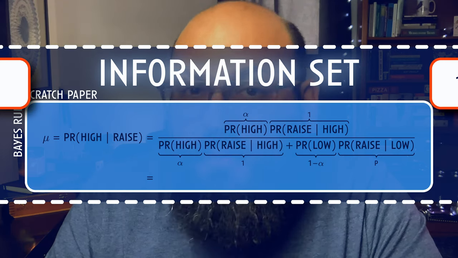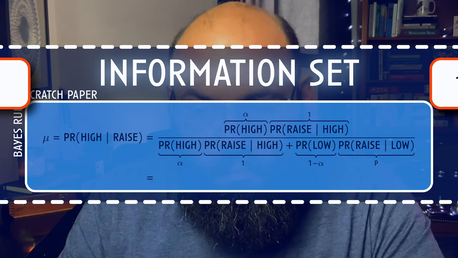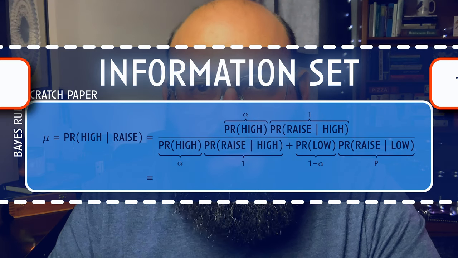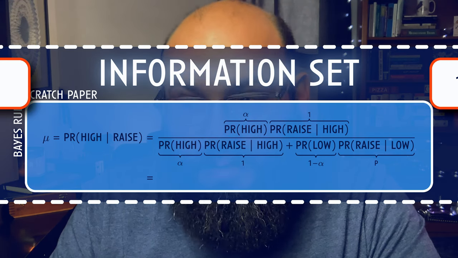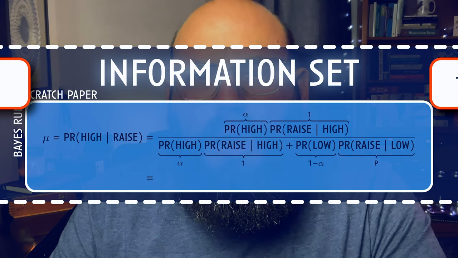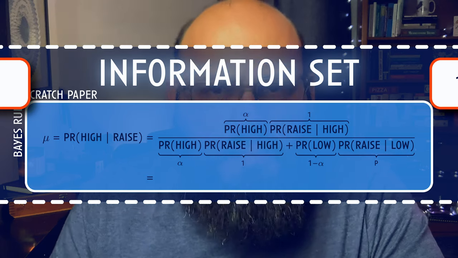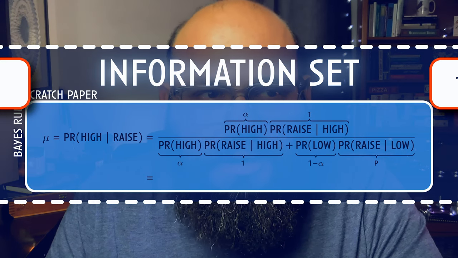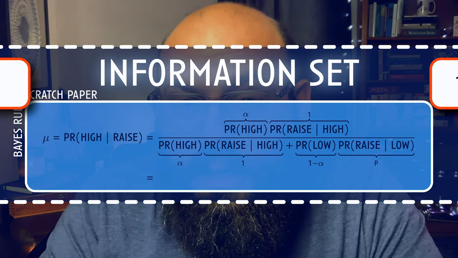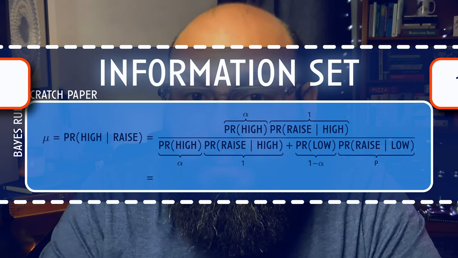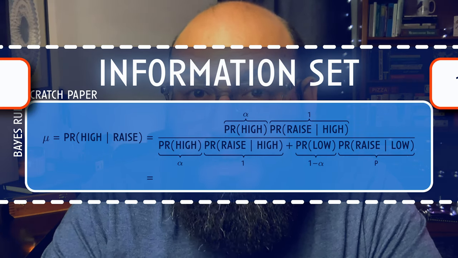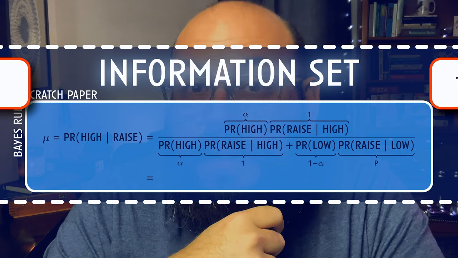Over alpha times 1, just like before. The probability of having the high type times the probability of raising conditional on being the high type, that's alpha times 1. Plus the probability of being the low type, that's 1 minus alpha, times the probability of raising conditional on being the low type. That is P. That's what we're looking for. We want to know what's the probability that the low type raises.